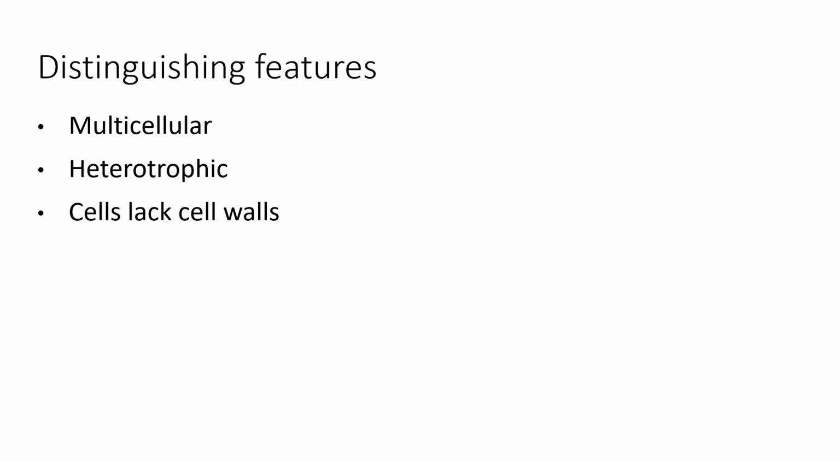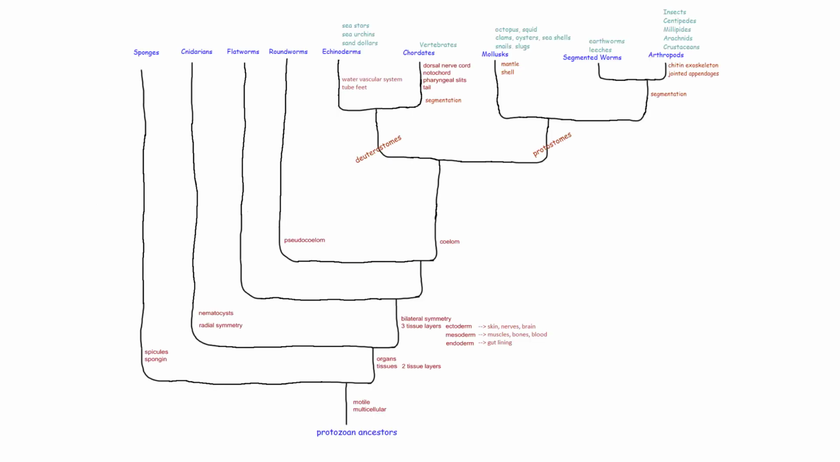Their distinguishing features: they're multicellular, heterotrophic, and their cells lack cell walls. Those are the defining features of animals. Invertebrate animals also lack a backbone. Now let me present the phylogeny of the major animal phyla. This is a chart that shows that, good evidence that they evolved from a protozoan type of ancestor.